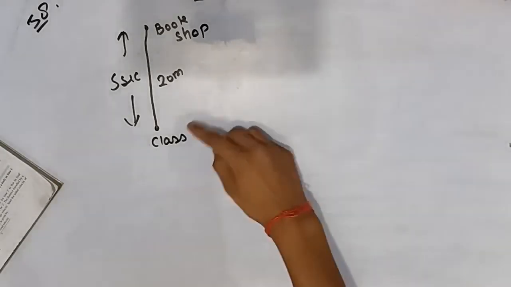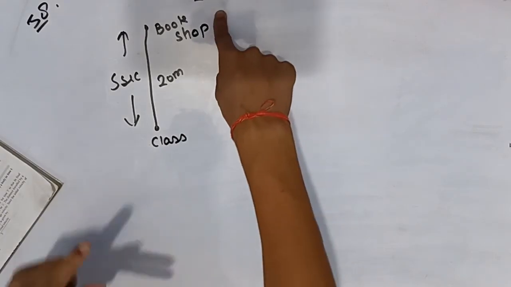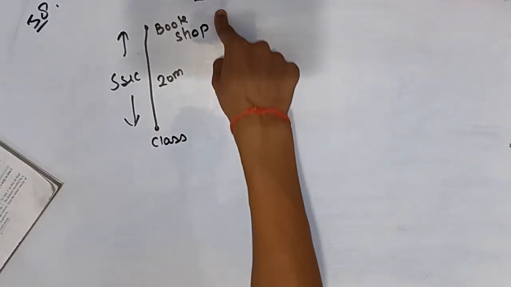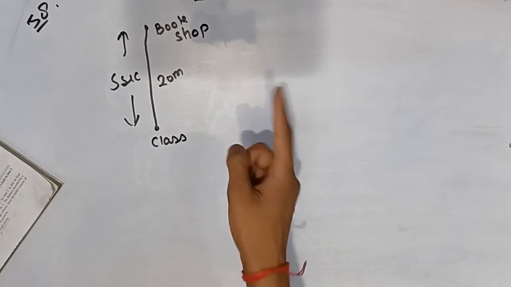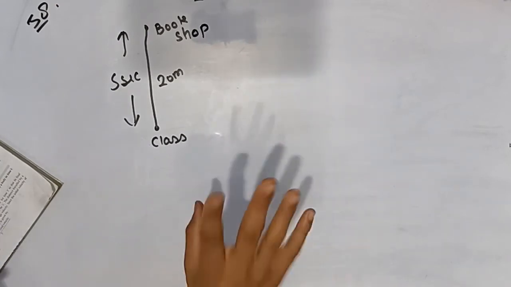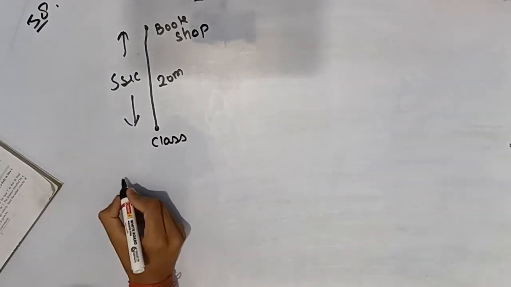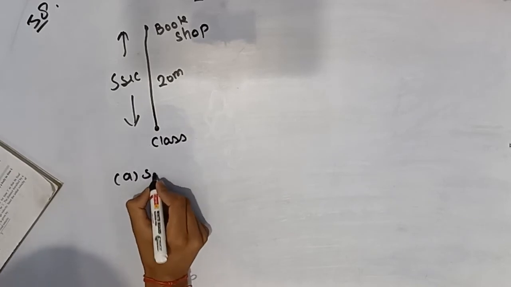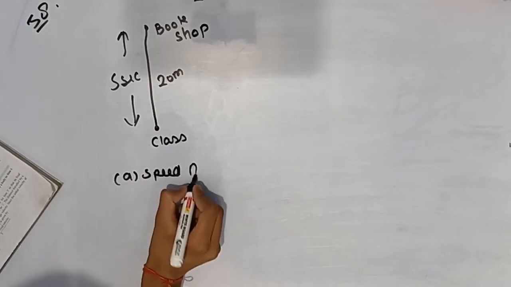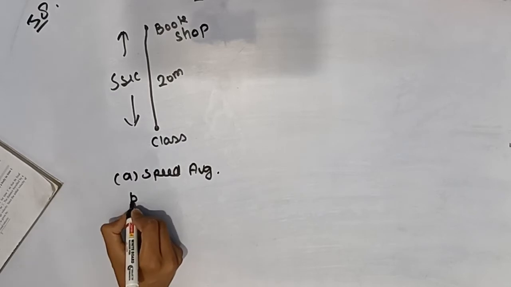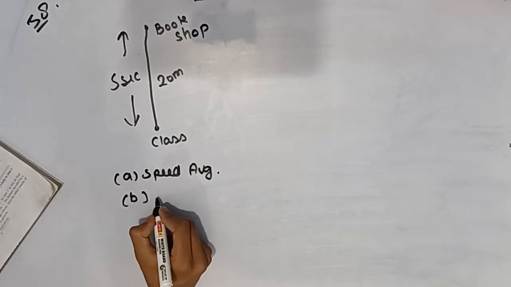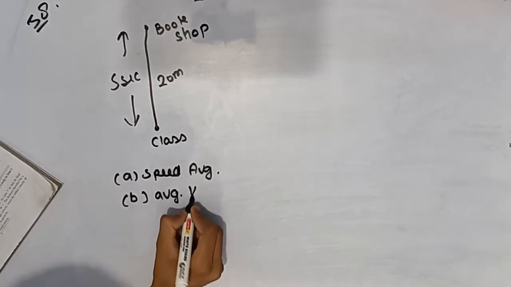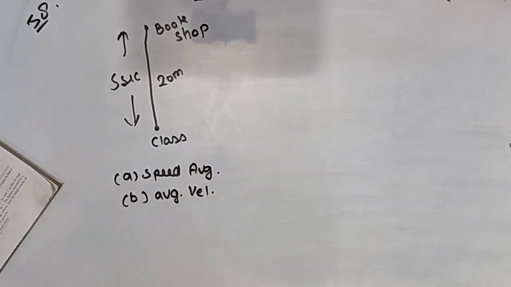And after buying a book he travels the same distance in the same time to reach back to the classroom. Means he first travels from here to here 20 meter in 5 seconds, then again he came back from the bookshop to the classroom, that was 20 meter, he traveled again in 5 seconds. So what we have to find? We have to find the average speed, and number two we have to find the average velocity. So how we will solve this question?